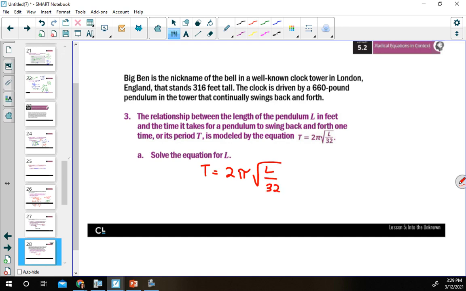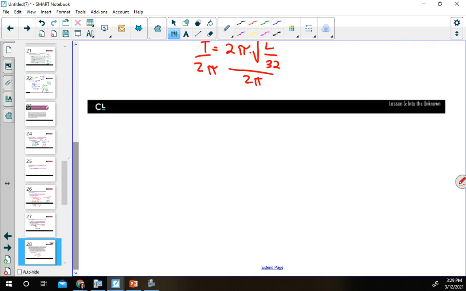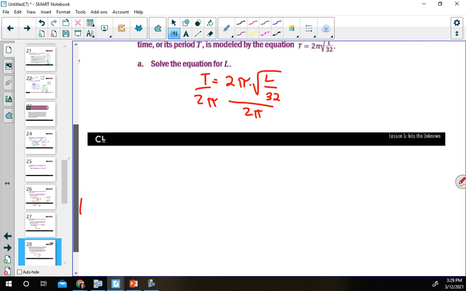Remember, we always work towards that square root. So outside in means I want to get rid of the 2 pi. You could do them separately, but I'm going to do them together. They're being multiplied, so I'm going to divide by 2 pi to get rid of it. So I'm going to have T over 2 pi is equal to the square root of L divided by 32.